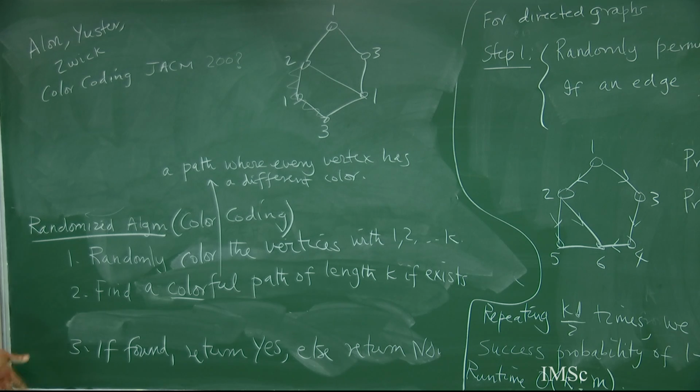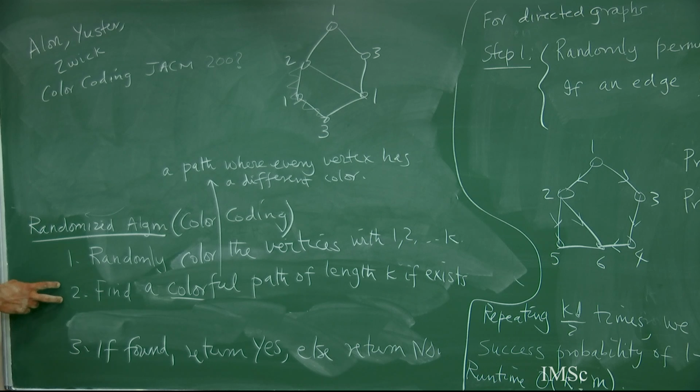So this is my entire algorithm. We give random colors 1 to k to each vertex. Find a colorful path of length k if it exists, and if found, I say yes, I found a path of length k, otherwise no. So two things I need to tell you: how do I find a colorful path? And why is it any easier than finding a path of length k?